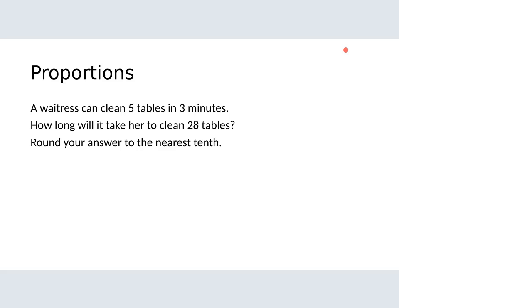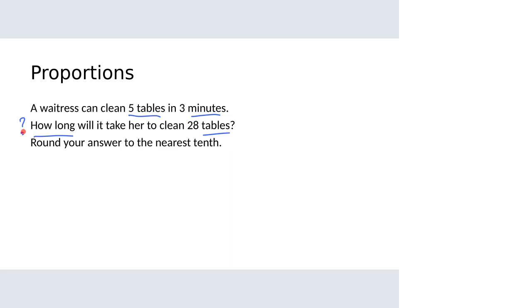Here we have a waitress can clean 5 tables in 3 minutes. How long will it take her to clean 28 tables? Round your answer to the nearest tenth. So essentially we have a relationship here between tables and minutes. Here we have tables and the question is how long. So we're looking for how many minutes, and we're going to set up a proportion, which is going to be one fraction equal to another fraction.